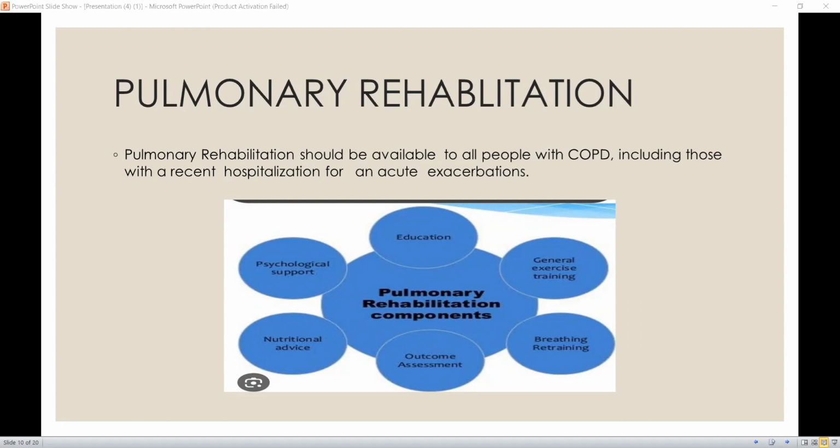First of all, we educate the patient about the condition, then focus on the generalized strength and endurance training program, and the breathing patterns are retrained to improve the breathing of the patient, and the outcomes are assessed to check whether the exercise is beneficial or not. Nutritional advice is given by the nutritionist to increase the protein intake, and psychological support is given to the patient, so that exercise is helpful in improving the condition and reducing the severity of the disease.